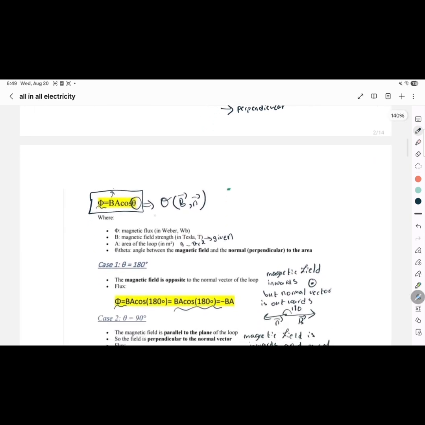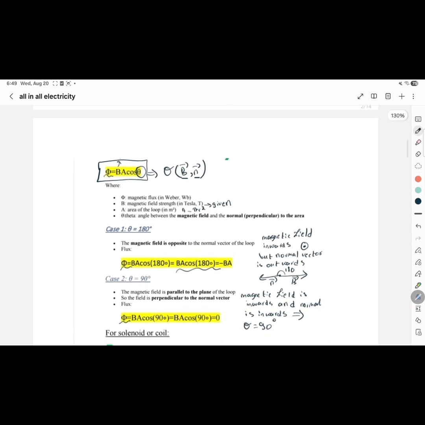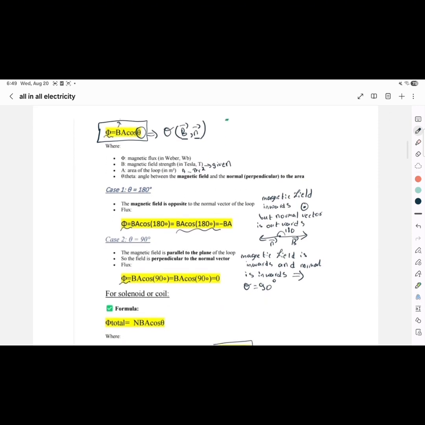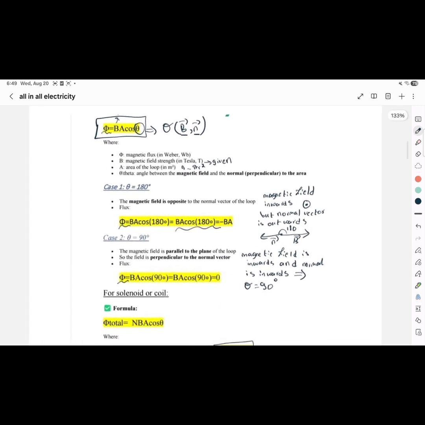And this theta is the angle between the magnetic field and the normal vector. So here, we want to know this angle. Whenever they say that the magnetic field is opposite to the normal vector of the loop, this means that the angle between them is 180 degrees. Or they can say that the magnetic field is inwards, but the normal vector is outwards. So when we have opposite positions, when one's outward and one's inward.